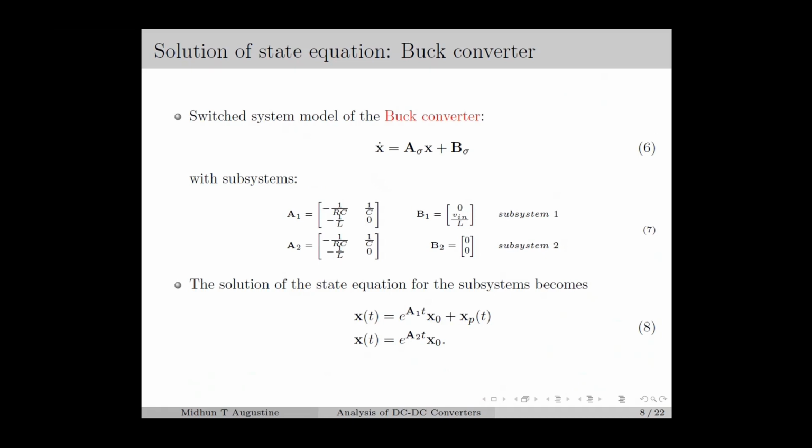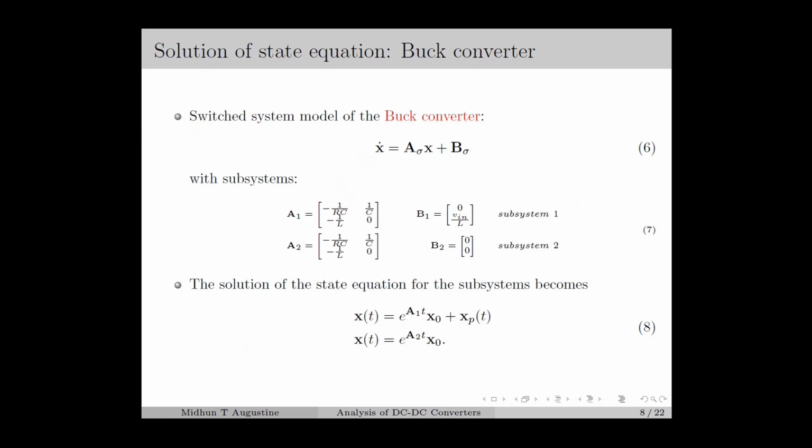Next, we move on to the solution of the state equation for the buck converter. Let's recall the switched system model of the buck converter from previous lectures, which is of the form of equation 6, and the subsystems will be as in equation number 7. And we have the solution of the state equation for the subsystems can be obtained as in equation number 8. Here for subsystem 2, we have B2 equal to 0. So the solution will be similar to the second order example.